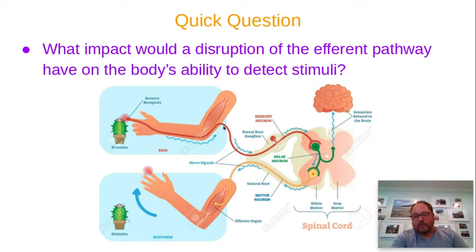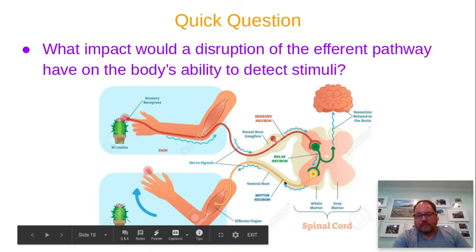But with the afferent pathway, if it's still intact, could you still perceive the stimulus, the sharp touch of the cactus? Well, yeah. Now, in practicality, these wires tend to run together, sort of like a divided highway. And so if you sever one, you tend to sever both. But theoretically, at least, you could sever the efferent pathway and be able to detect the stimulus, but not be able to respond.